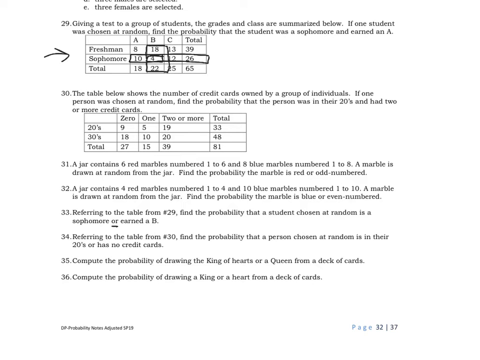So we're going to have the probability that someone is a sophomore. That's going to be 26 out of 65, plus the probability that someone earned a B, that's going to be 22 out of 65. And then minus, was there a probability that was counted twice? Yeah, the 4 sophomores that earned a B and they were sophomores.